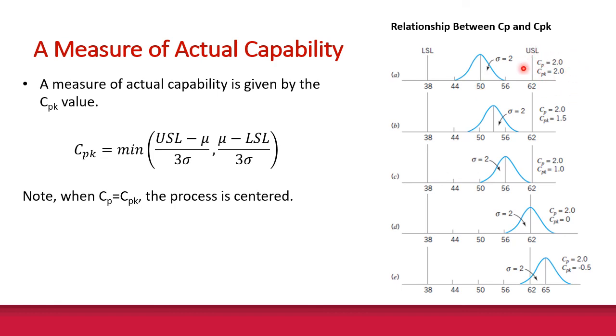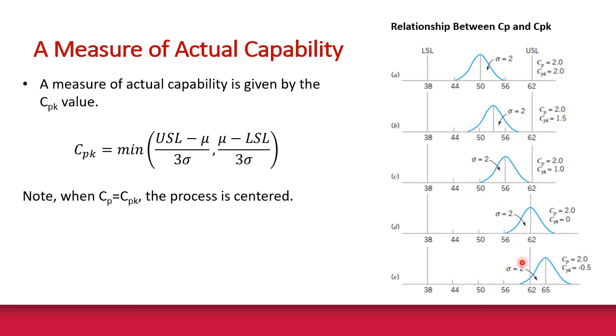We'd like a process that not only has a big C sub P value, but is also centered. So in that respect, C sub Pk takes that centering into account. Now let's look at case B, where the mean is shifted to the right. In this case, the C sub P value is still going to be 2, because C sub P doesn't take that centering into account, but C sub Pk is going to be much less than that. It's going to be 1.5.